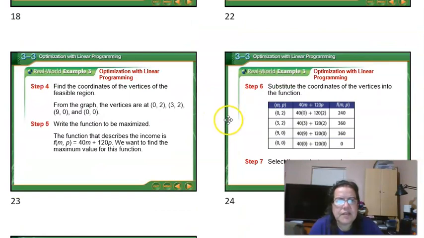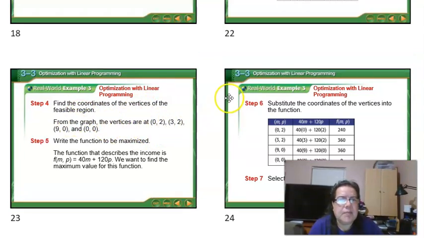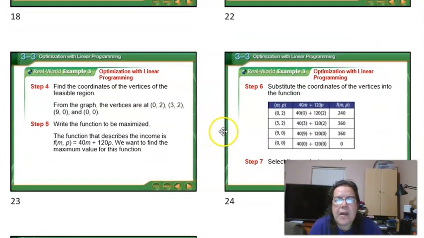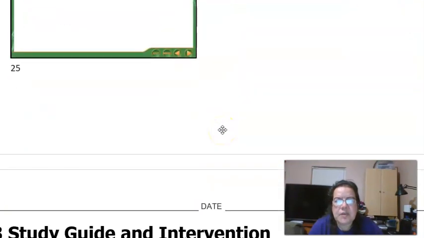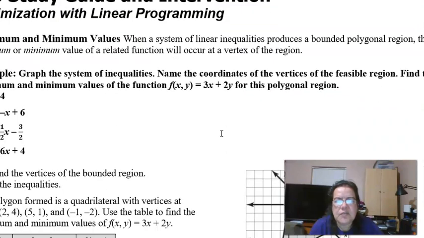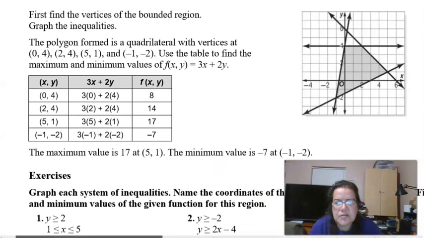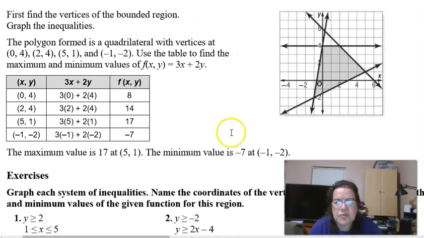So here you'll find some examples and explanations of a real world example. And so they want you to find the coordinates of the vertices of a region that is going to be formed, right, when you do all those equation graphing. And so you just continue with the questions. So let's go to the study guide and intervention. These are not a lot of questions here for you to practice, so we'll just maybe work on one or so.